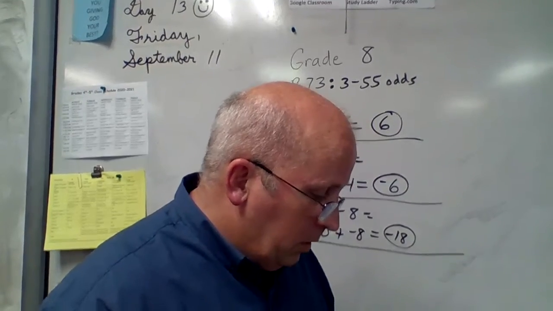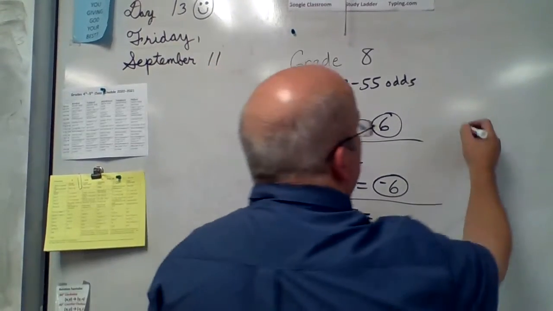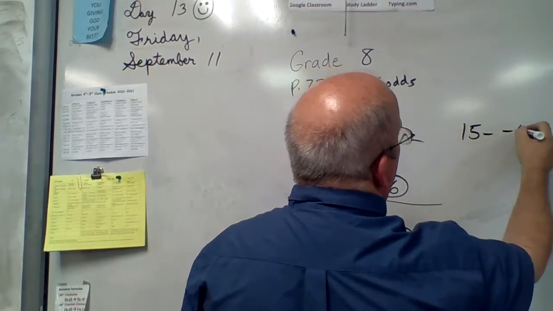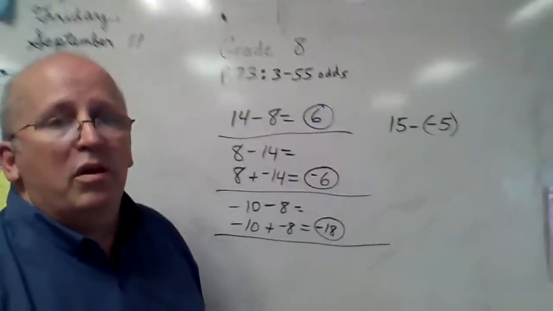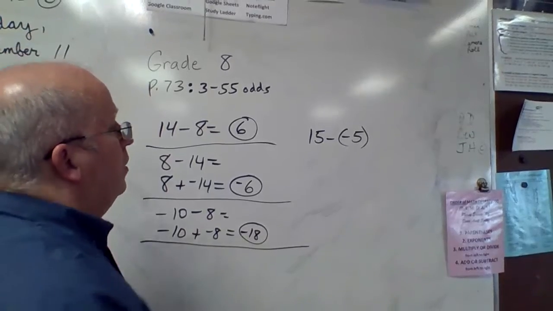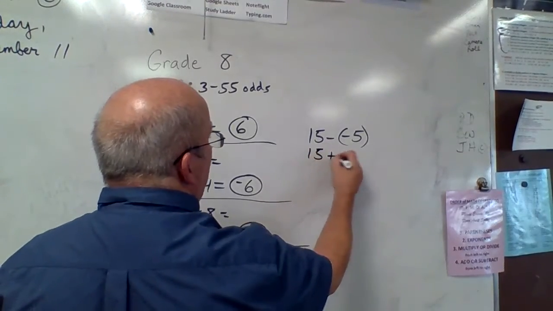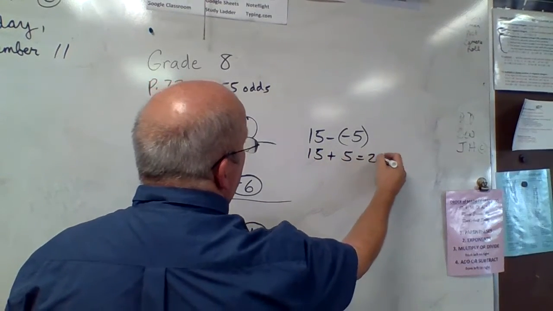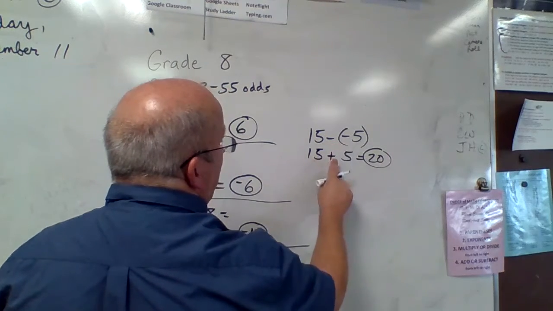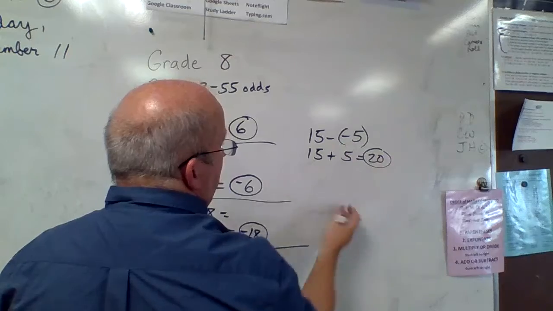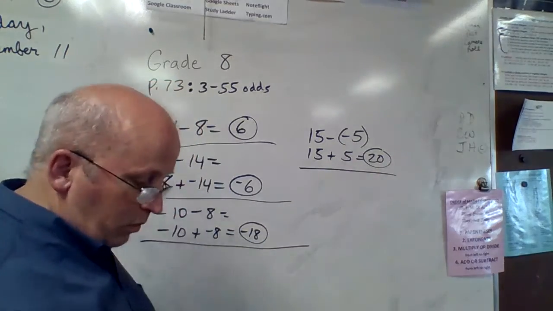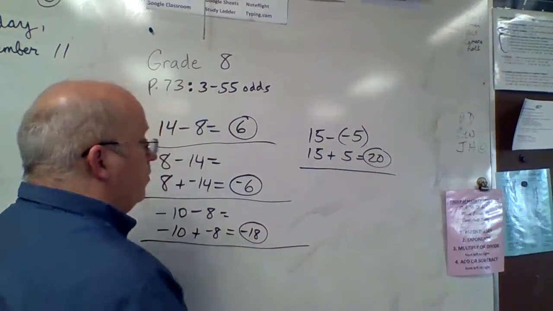How about something like this? 15 minus a negative 5. Again, not too difficult if you apply the rule. To subtract, we're going to add the opposite of the second number, or to subtract, we're going to add the additive inverse of the second number, and we get 20 as our answer. Done with that one.